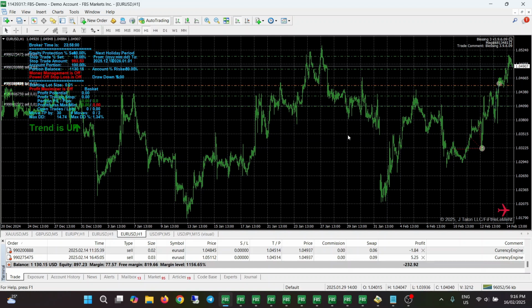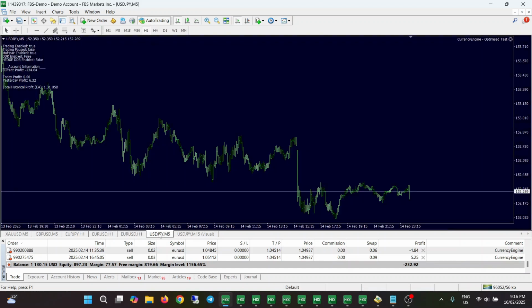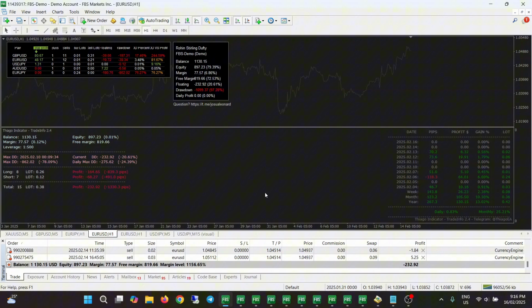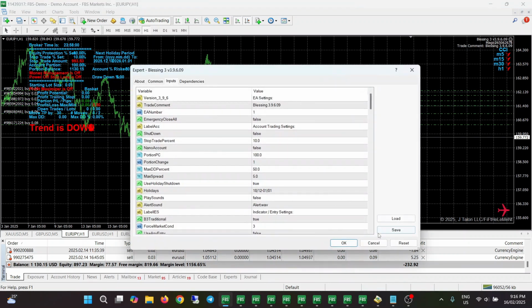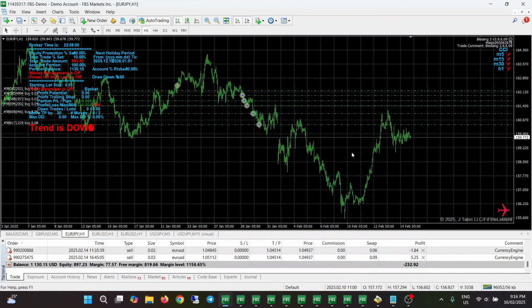So Blessing 3. Blessing 3 has not got out of drawdown. Euro JPY is still not out of drawdown. It still hasn't opened any more orders, even though I asked it to open more orders. It's just not doing what I want it to do. If it had opened an order down here, it probably would have been out of this drawdown.